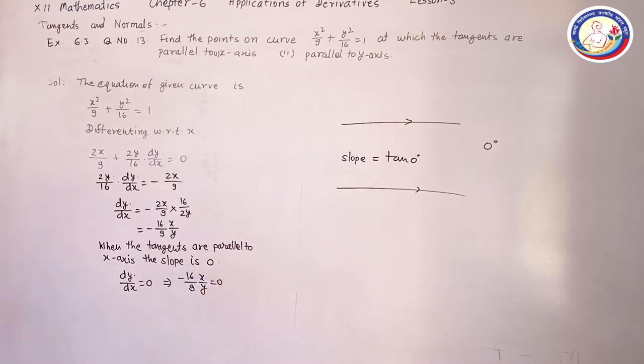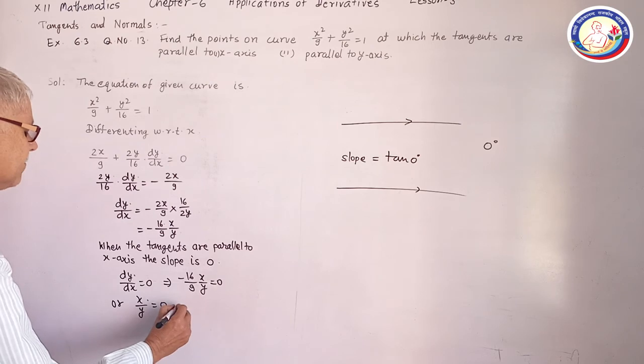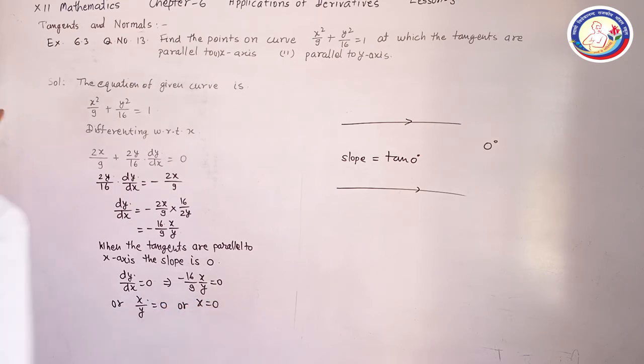y equal to 0. Cross multiplying, x upon y equal to 0, so x equal to 0.